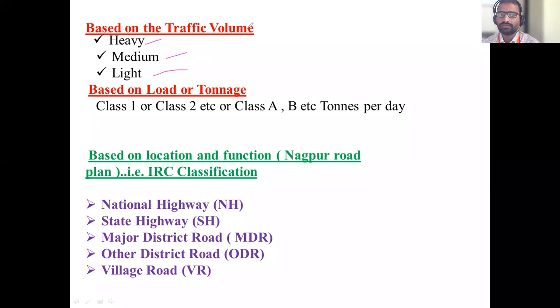Based on the traffic volume, you can call them heavy traffic roads, medium traffic roads, and light traffic roads.